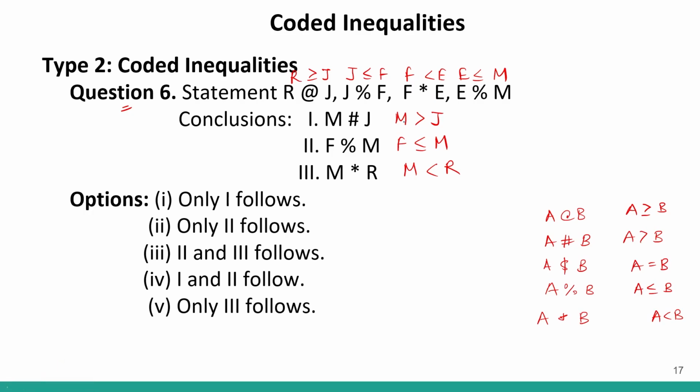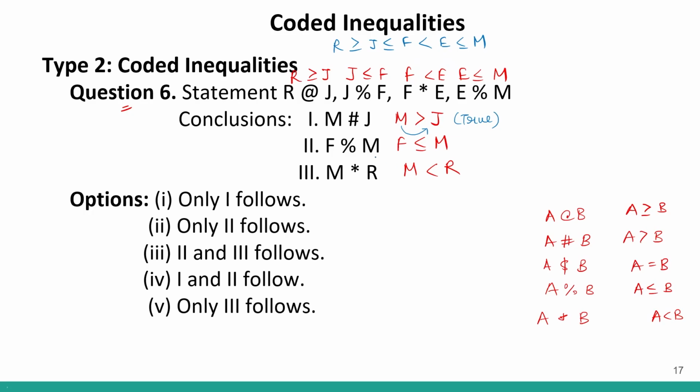So the first conclusion says M is greater than J. So we will move from M to J. If I move from M to J, I can see a relationship between here, here, and here. Let me combine the entire statement. R is greater than or equal to J, which is less than or equal to F, which is less than E, and E is less than or equal to M. Correct? So from M to J, I can move from M to E to F to J. So this is true.